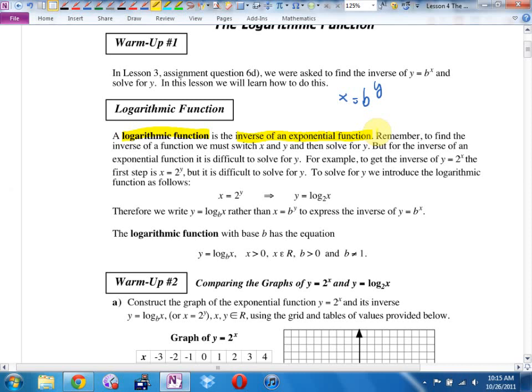Remember, to find an inverse, we switch x and y, we solve for y, but for the inverse of an exponential, it's tough to get the y by itself because it ends up as an exponent.